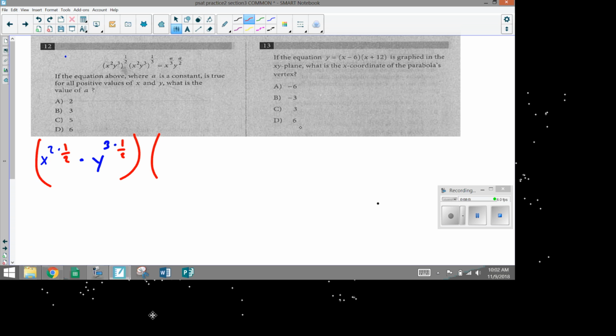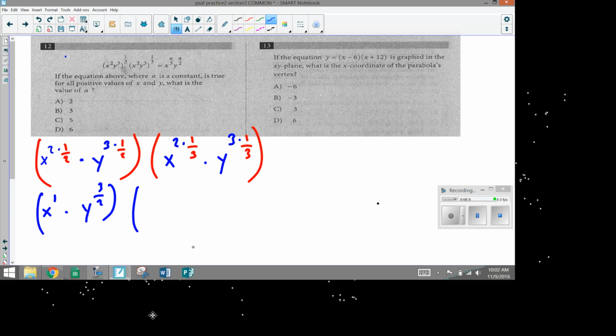And then let's do the second one. x to the power of 2 times 1 over 3. This is the exponent. Times y cubed times 1 over 3 again. Is that clear so far? So far so good? Okay, let's solve this. 2 times 1 over 2 makes 1. y to the power of 3 over 2. And x to the power of 2/3 times y to the power of 1. They cancel out.